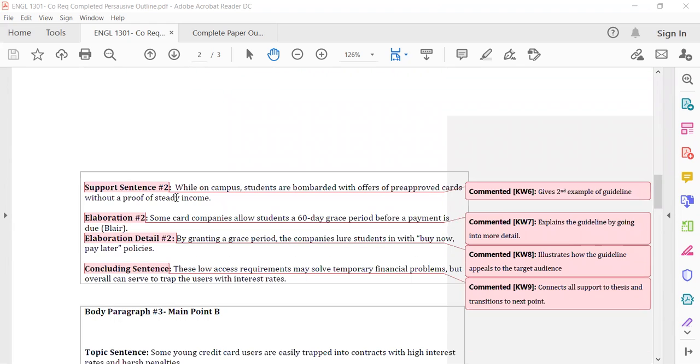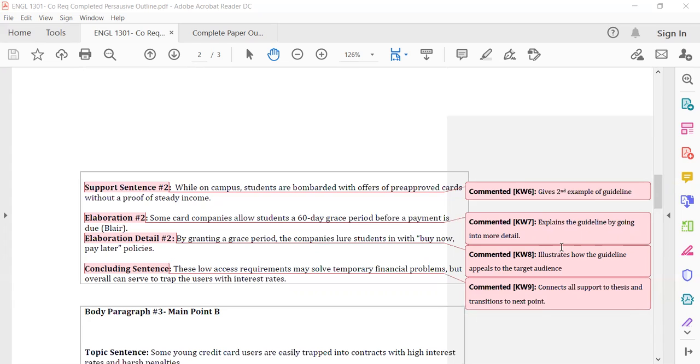I put that while on campus, students are typically bombarded with offers of pre-approved credit cards without even proving that they have any steady income to pay these credit cards off once they run them up. So that's my second example of how they don't give strict guidelines. They pre-approve students right off the bat without them even showing that they have income. So now I'm going to elaborate.